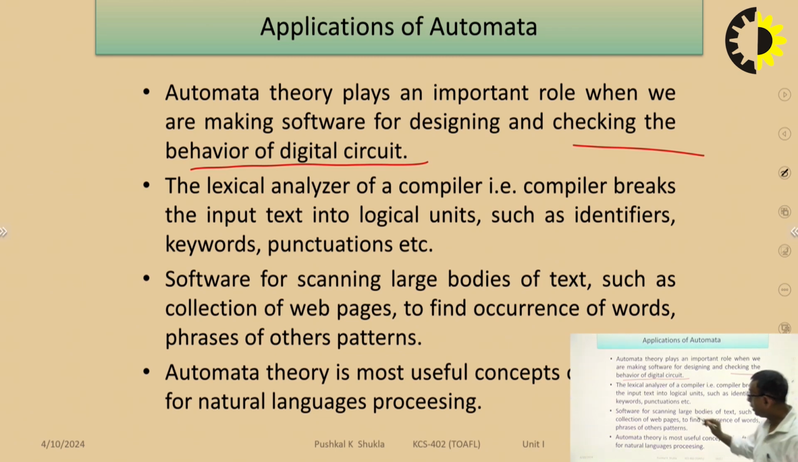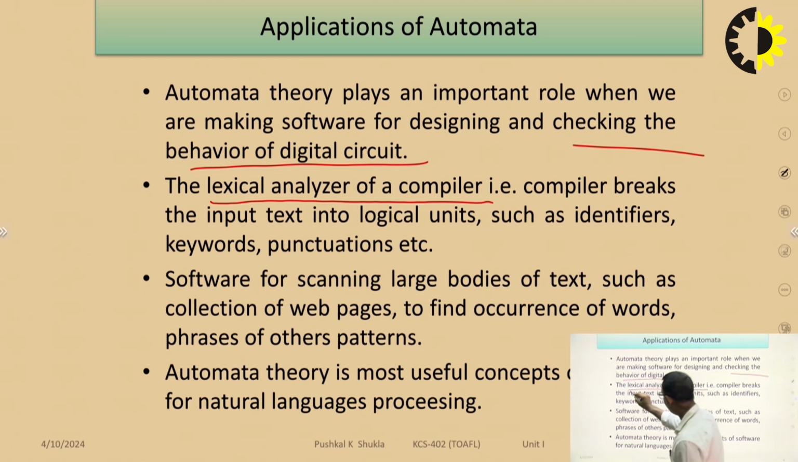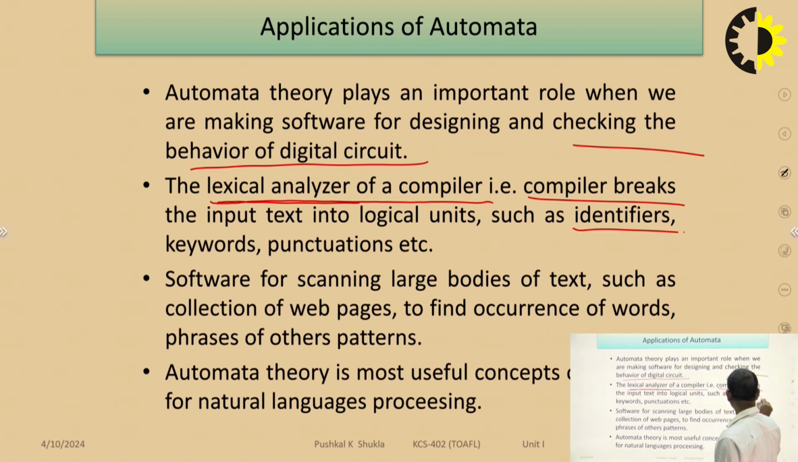Second, it can work as a lexical analyzer of a compiler. We know there are 6 phases in the compiler. One of the important phases is the lexical analyzer. The compiler breaks down the input text into logical units like identifiers, keywords, and punctuations.